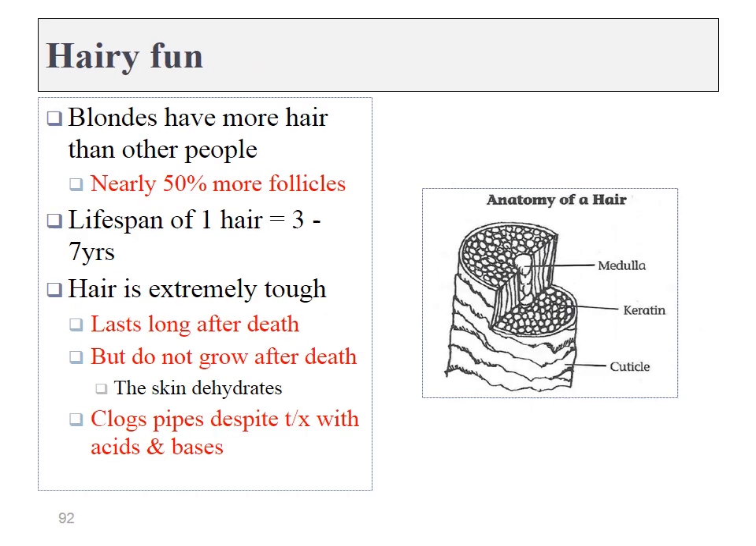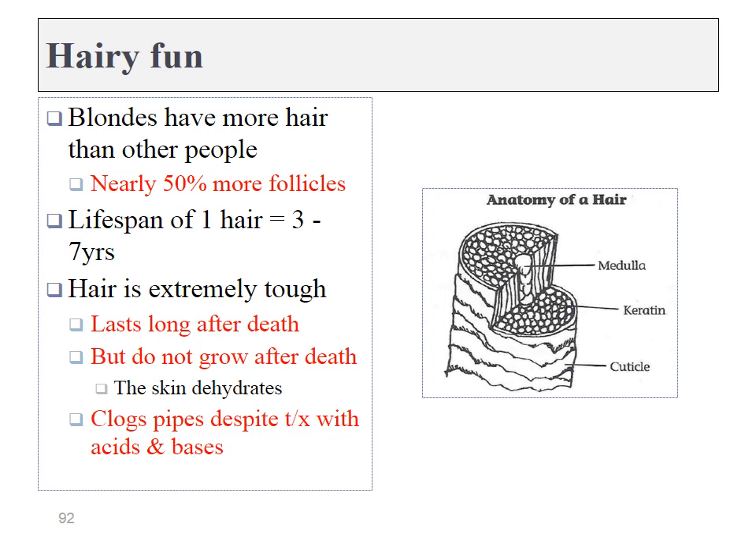Just for fun, it turns out that people with blonde hair actually have more hair follicles than other people. I don't know why. The average lifespan of a hair follicle is somewhere between 3 to 7 years, depending on the person. Not everybody could grow hair down to their ankles, even if they tried, because the hair follicle would die before the hair got long enough.